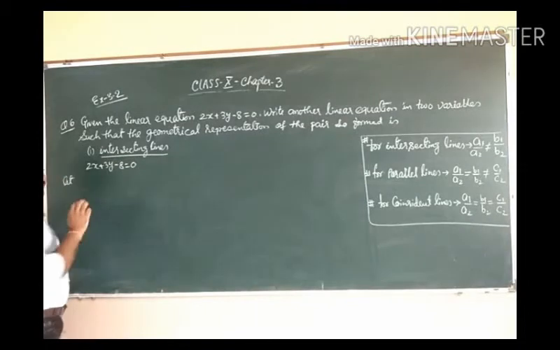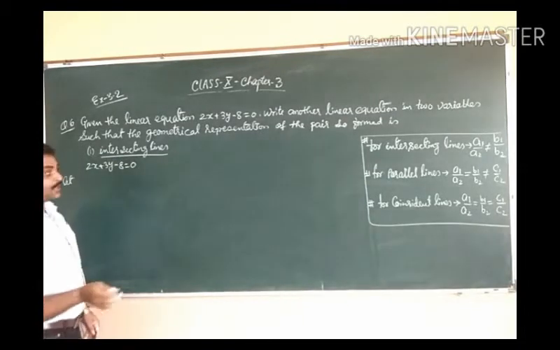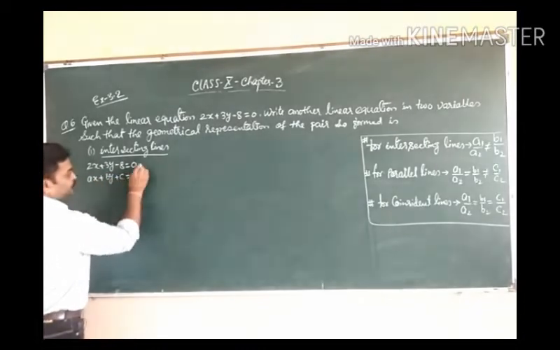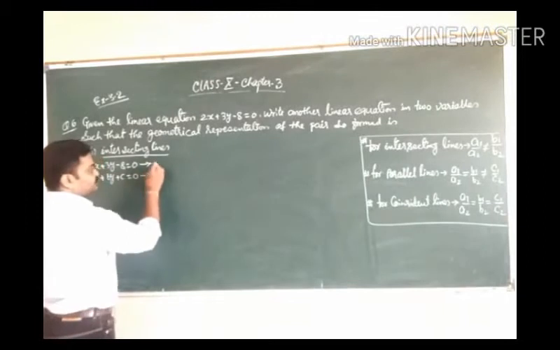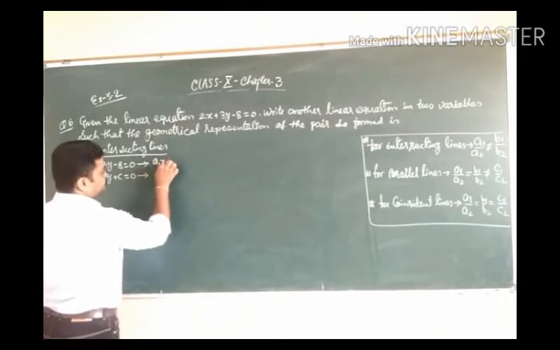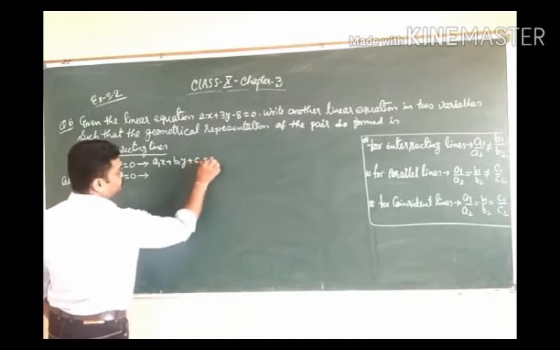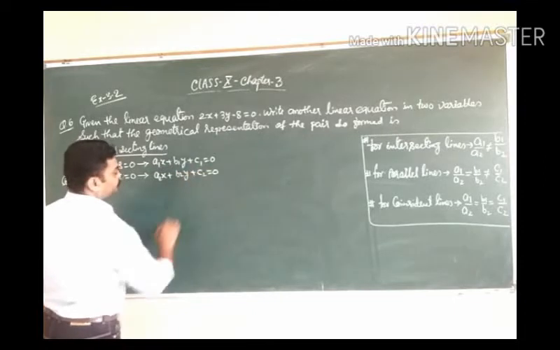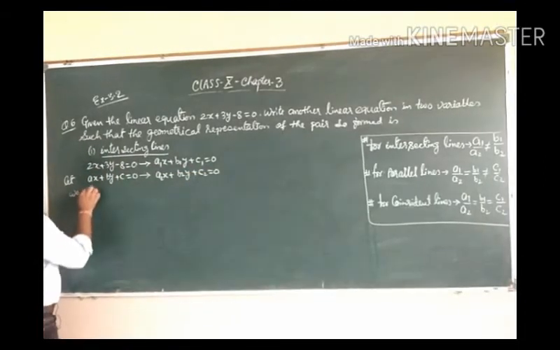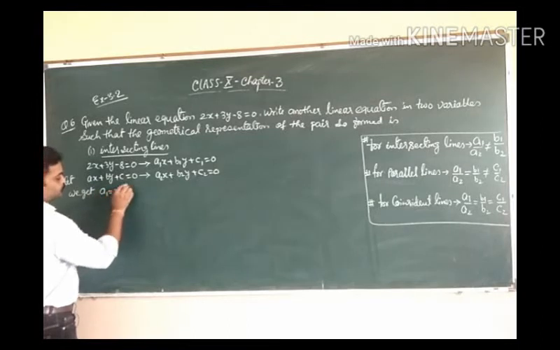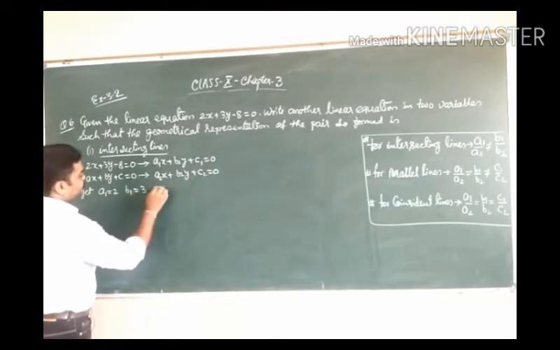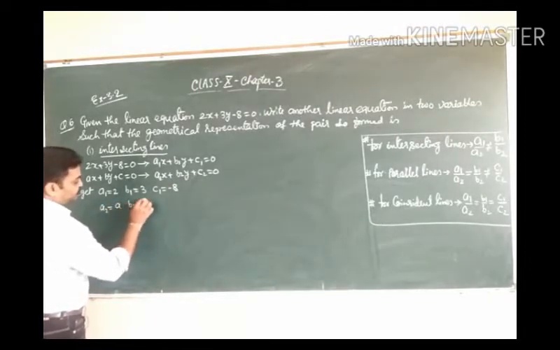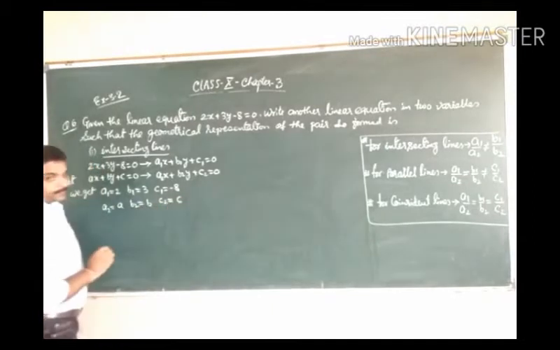and let the other line, or we can say the required line, be ax plus by plus c is equal to 0. Compare these two lines with the general equations, that is a1x plus b1y plus c1 is equal to 0 and a2x plus b2y plus c2 is equal to 0. What we get? We get a1 is equal to 2, b1 is equal to 3 and c1 is equal to minus 8, and a2 is equal to a, b2 is equal to b and c2 is equal to c.